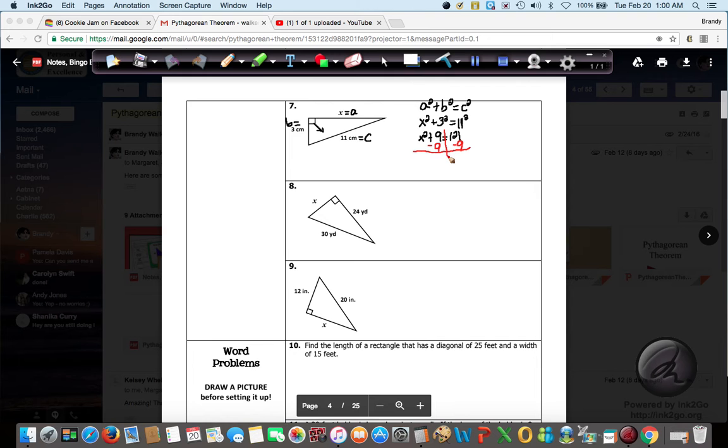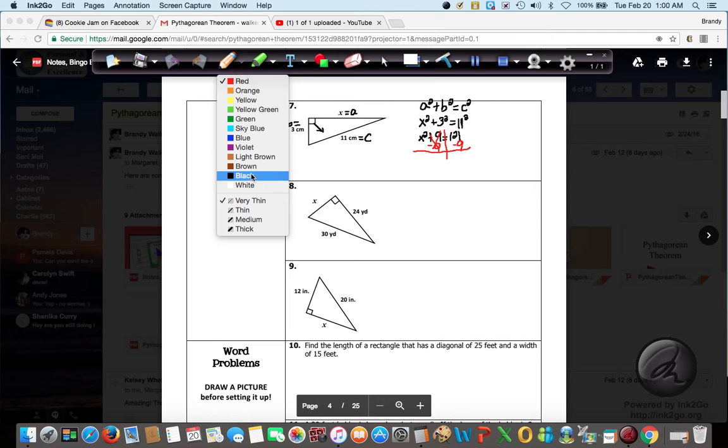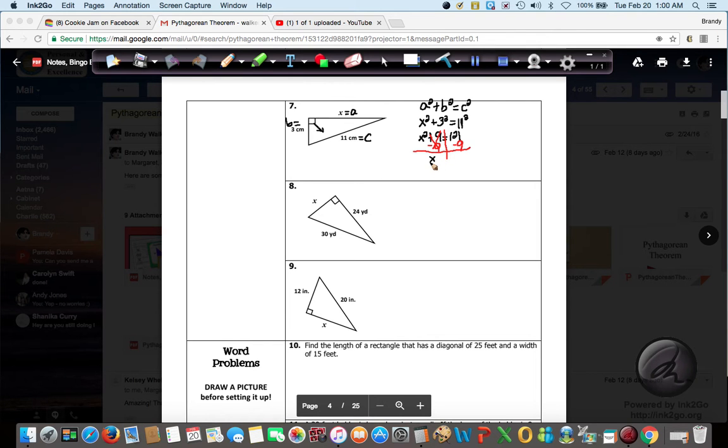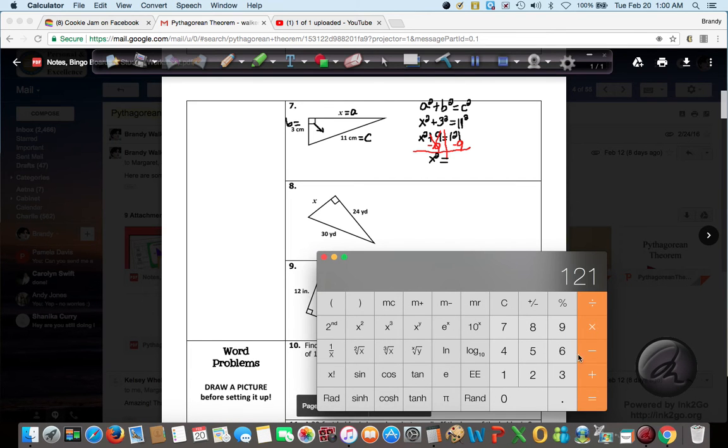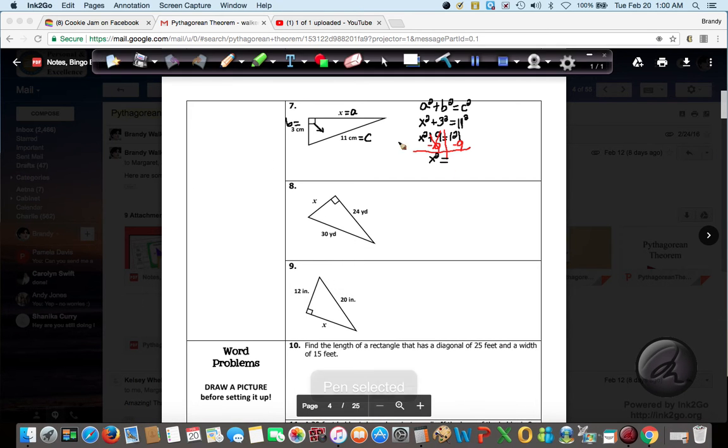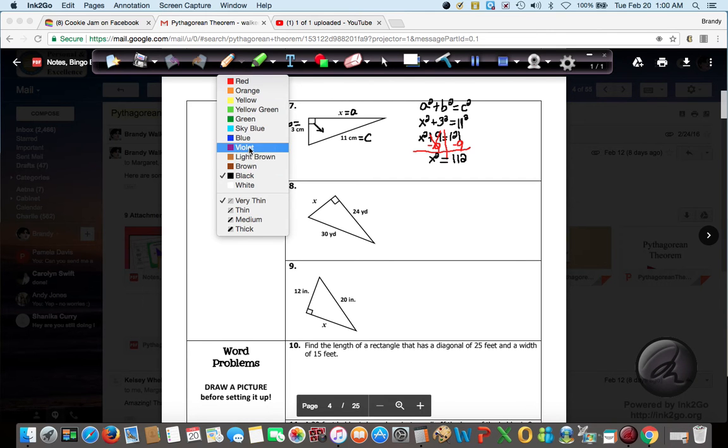So just like we did in our other unit, you have to subtract from both sides. A positive 9 and a negative 9 cancel out, and I'm left with x squared on this side. And then 121 minus 9, let's grab our calculator. 121 minus 9 is 112. So we're going to put 112 right here.